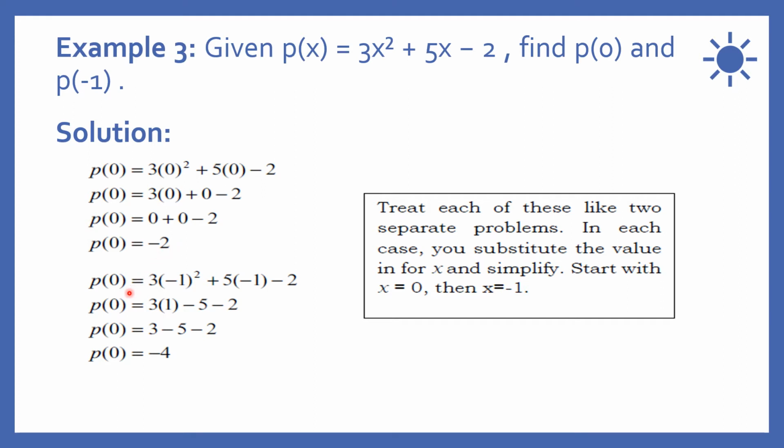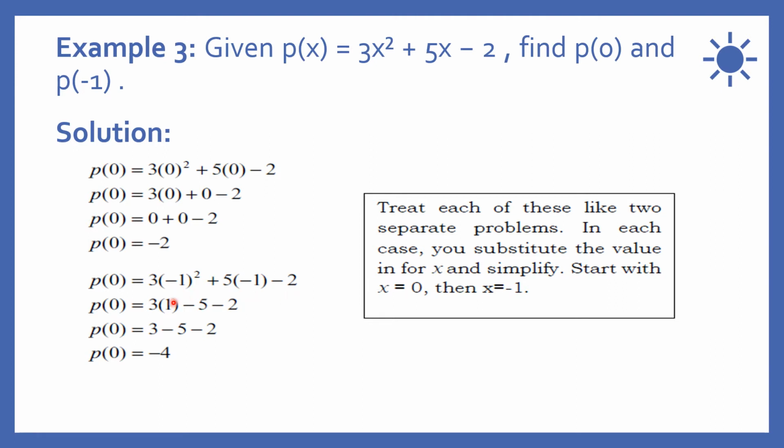And then, yung isa naman, ay may correction po dito. Ito dapat ay negative 1. No? Kasi yung pangalawa natin ay negative 1. So, this should be p of negative 1. P of negative 1 equals 3. Again, papalitan natin yung dalawang x na to ng negative 1. Kaya, naging 3 times negative 1 squared plus 5 times negative 1 minus 2.